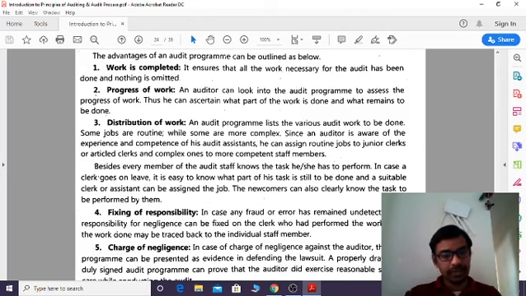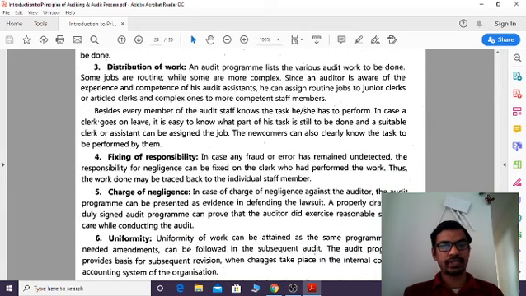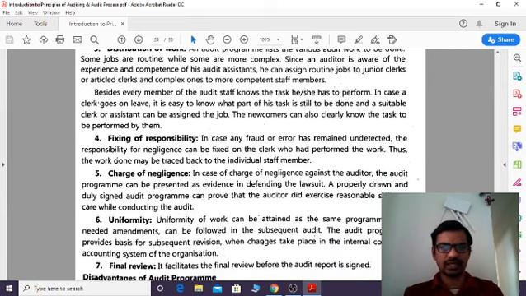The next one, distribution of work. I already told you, audit is a very vast work, so a single person can't perform it. The auditor recruits some assistants under him, and with their help the auditor can distribute all the work as well as accountability and responsibility amongst these clerks and assistants. That is the benefit of the audit program. And fixing responsibility: each assistant's responsibility is fixed as per the audit program, and that particular assistant is responsible for doing that audit work.